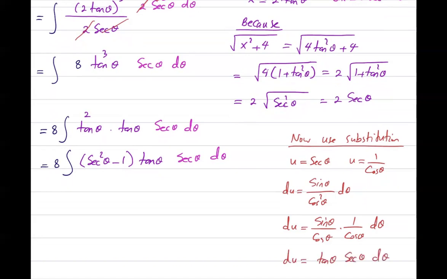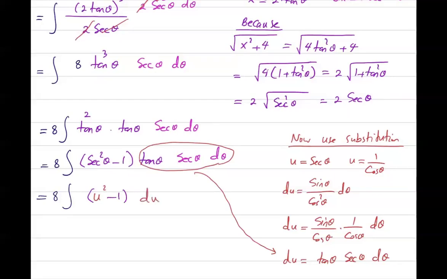Do we have it? Yes, this is just right here. I have du. So my integral is 8 times the integral of u squared minus 1 du, which is super easy to deal with. This integral is equal to 8 times u to the third divided by 3 minus u plus c.